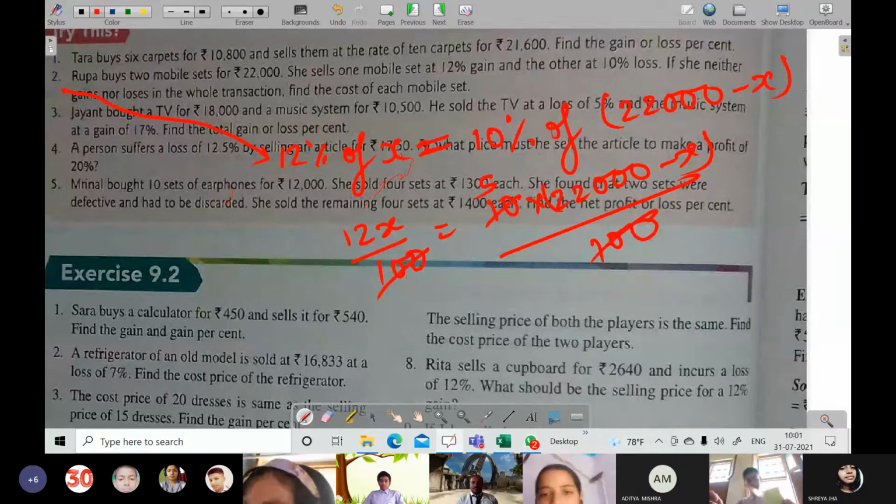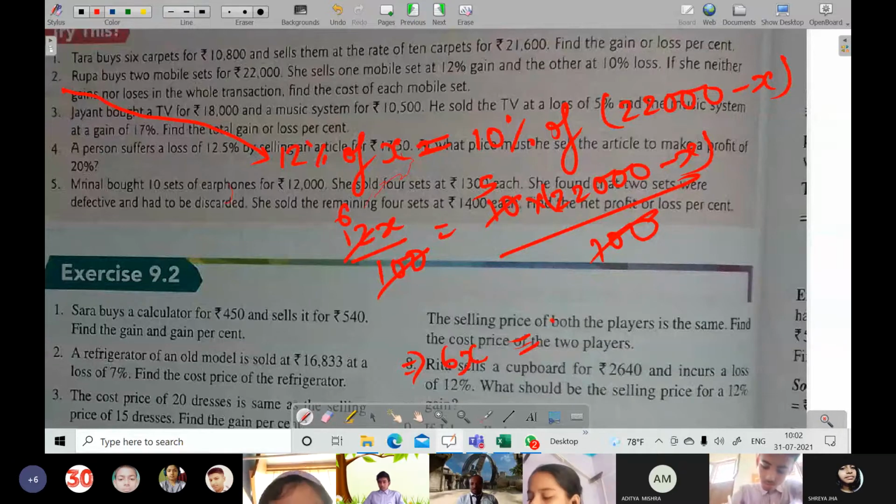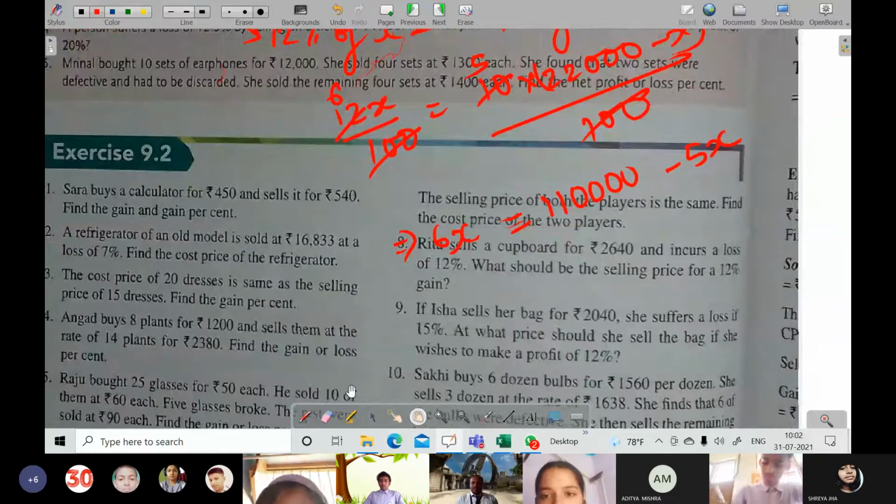Okay, 5 to the 10 and 6 to the 12. So how much will it become? 6x is equal to 22,000 into 5, which becomes 1,10,000. After multiplying, I'll write directly here 1,10,000 minus 5x. So what will happen? 11x will become 1,10,000. So x will become 10,000. 10,000 is the answer.